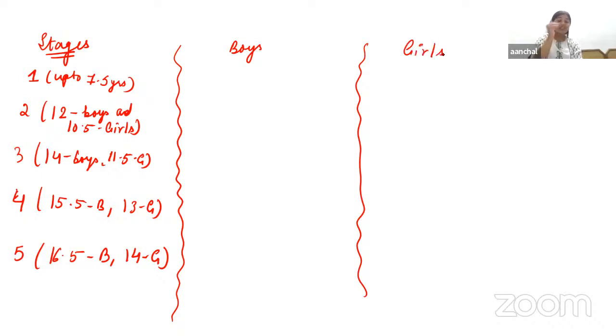Okay, so up to 7.5, this is the pre-adolescent stage or stage of childhood. Here also stage of childhood. Okay, now what happened in second stage, means 12 years for boys.